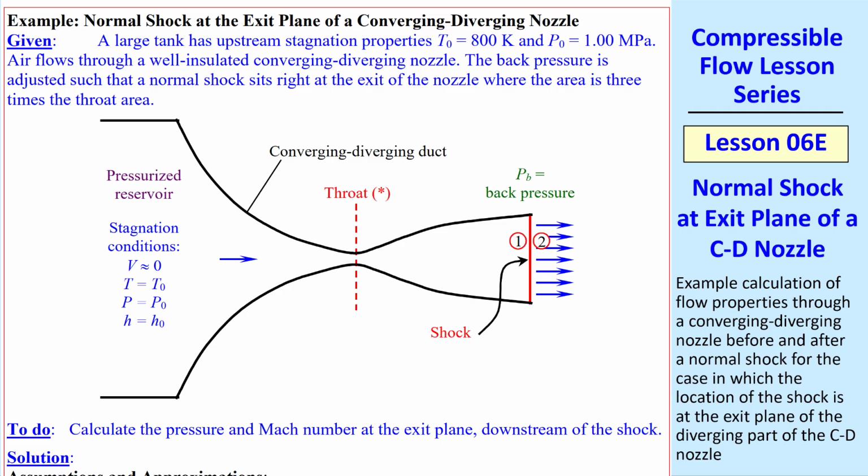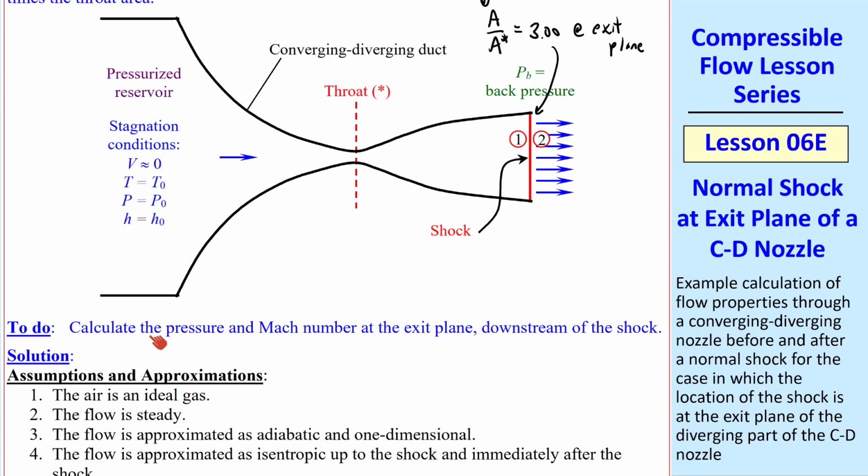We'll start with the simplest example, namely with the shock right at the exit plane. We give the stagnation properties T0 and P0, and we are told that at the exit plane, A over A star is 3.00, and this is where the shock sits. We're to calculate the pressure and Mach number at the exit plane, downstream of the shock.